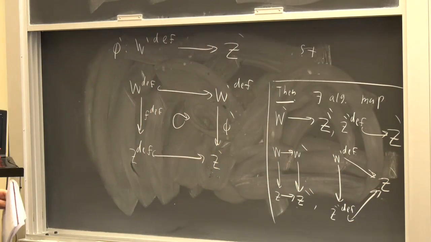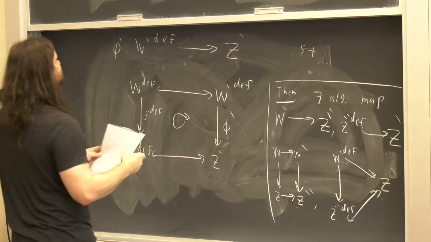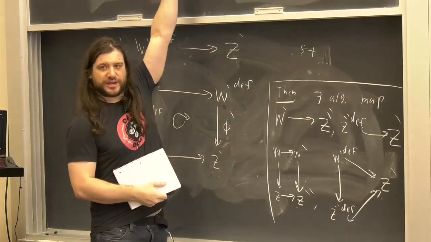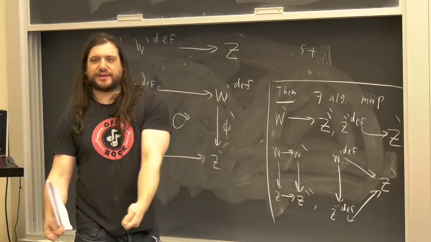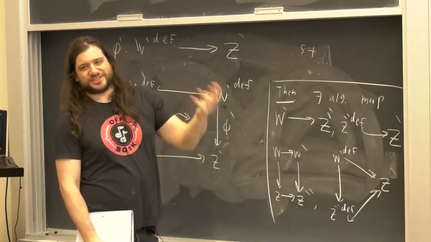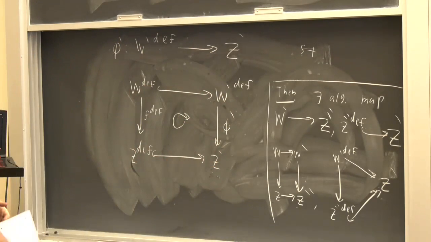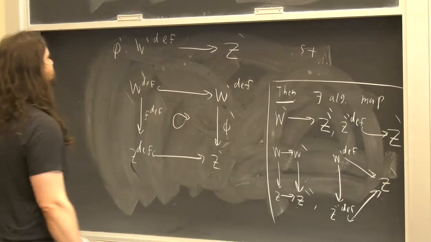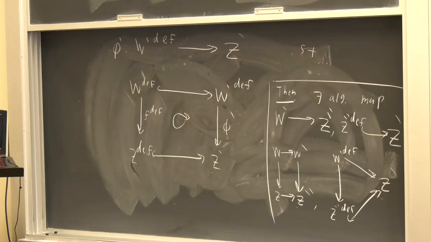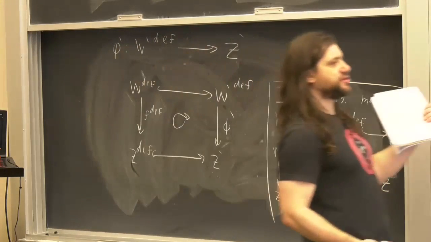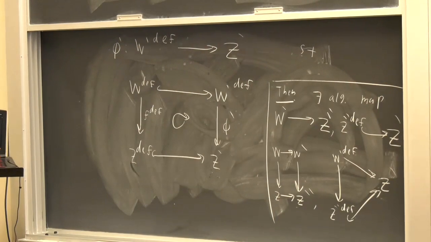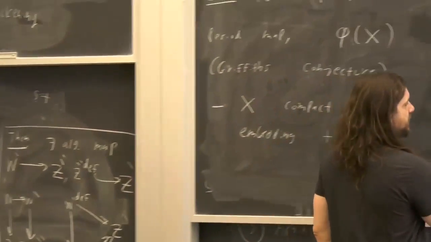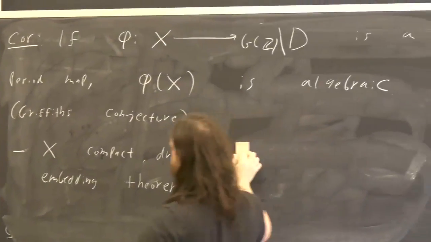So in our initial setup, the only thing that's not algebraic is Z prime, right? Exactly. And you have a map to it from an algebraic thing. We want to say that the image of the algebraic thing in the non-algebraic thing is still algebraic. Okay. So this is our lemma. Let me first explain, before proving it, how the lemma implies the theorem.